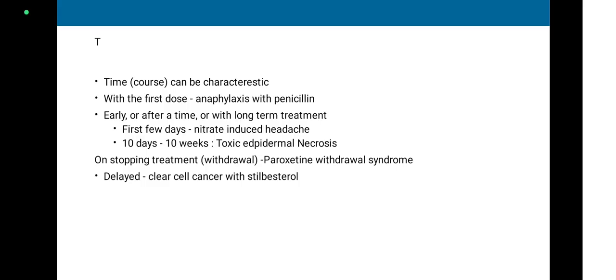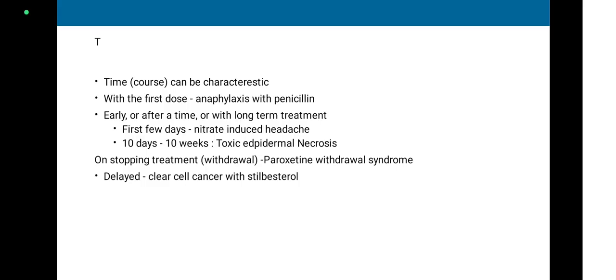After a time, or with long-term treatment, adverse drug reactions occur. In the first few days, nitrate-induced headache is an example. For 10 days to 10 weeks, toxic epidermal necrolysis with the sulfonamide class of drugs. These ADRs are not precipitated in the first dose, they are precipitated after subsequent doses, after 4 weeks to 10 weeks. In that gap only these kinds of ADRs are precipitated.